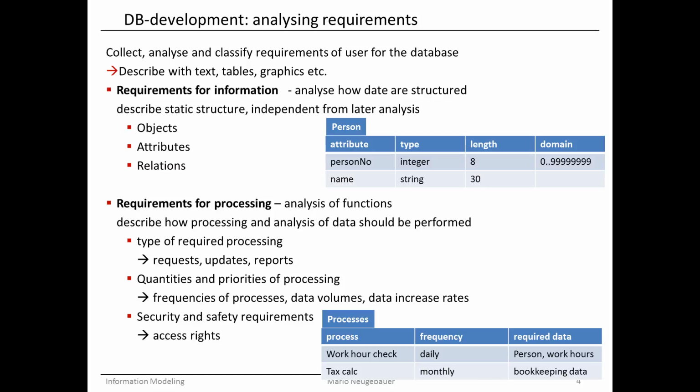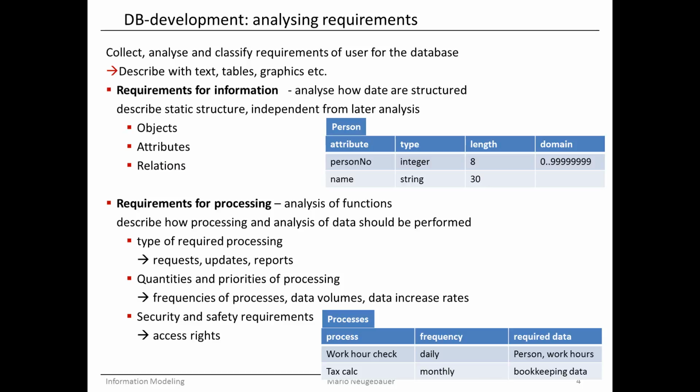Second part is the requirements for processing. It's not only the static data model you need to analyze regarding the requirements, you also need to analyze the processing which might be done with the data. Here in this part of the information modeling we will not focus on the processing, but it might be important to know which information you request, which updates come into the database, and which reports you might want to produce for your data.